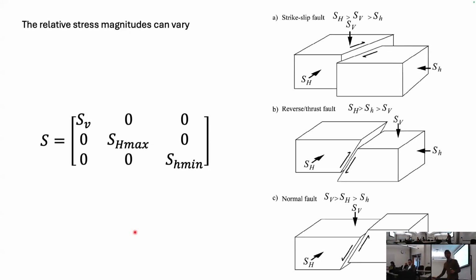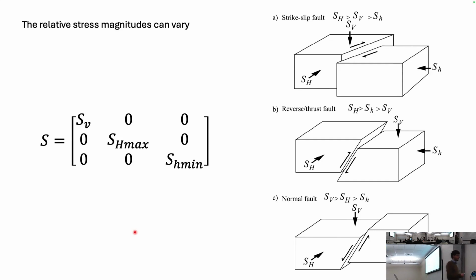And so this is what's known as Andersonian faulting theory, where if you have a location in the earth where the horizontal stress is the greatest, or the vertical stress is the least, or the vertical stress is the greatest, you have different systems, with different relative stress magnitudes. And these relative stress magnitudes give rise to different styles of faulting. These different styles of faulting are strike slip, reverse, and normal.